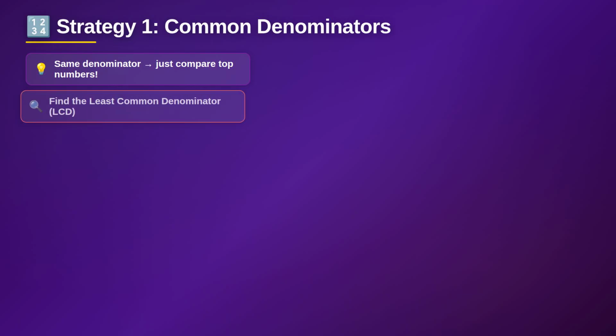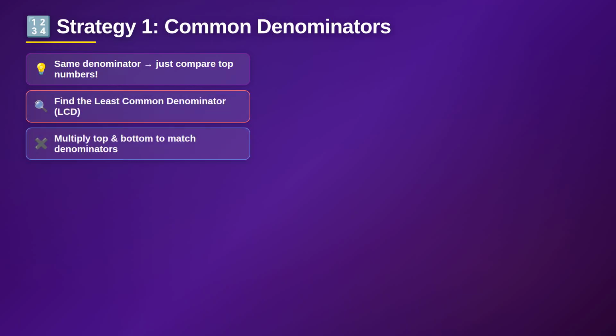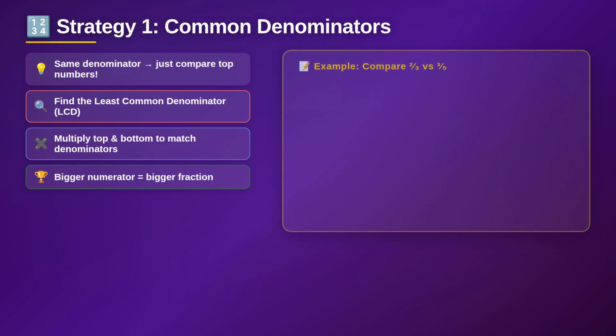Strategy 1. Common denominators. Here's the big idea. If 2 fractions have the same bottom number, comparing them is super easy. You just look at the top numbers. So our job is to convert both fractions so they share the same denominator. Find the least common denominator. That's the smallest number both denominators divide into evenly. Then multiply the top and bottom of each fraction to match.